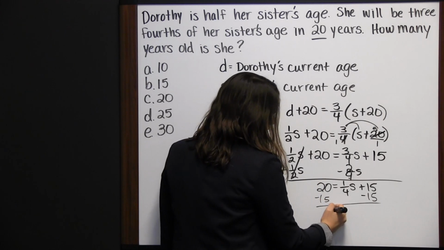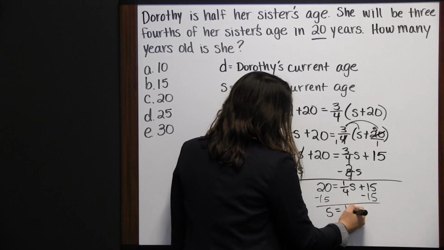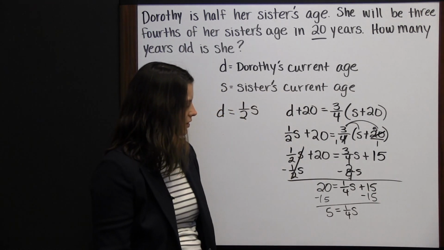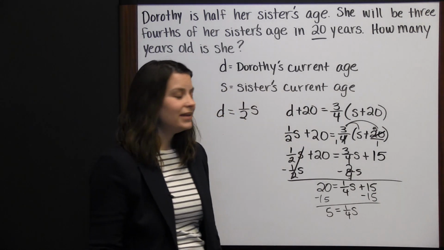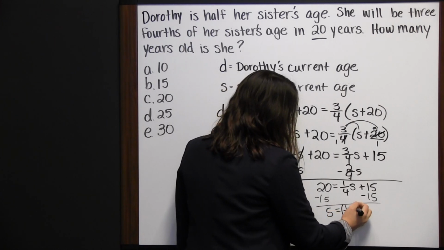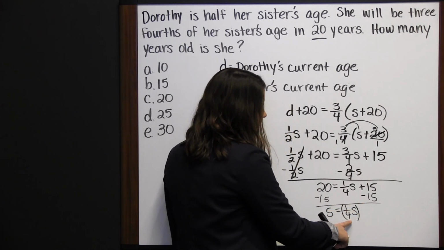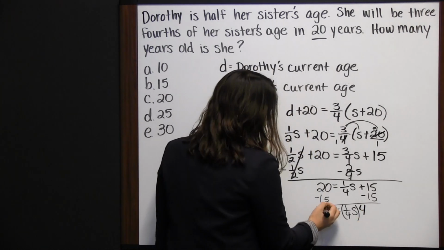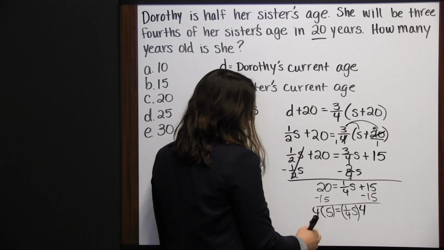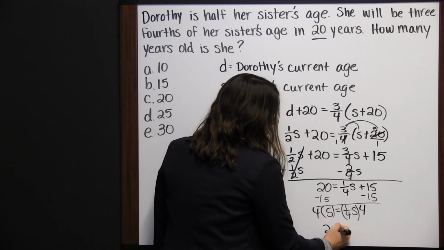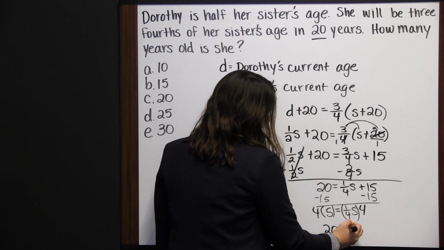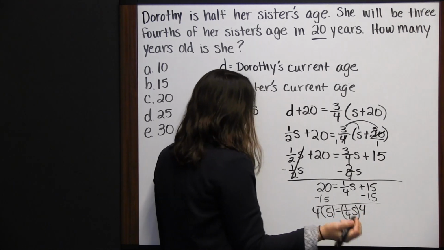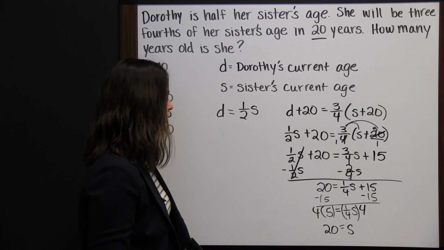20 minus 15 is 5, and 5 is 1/4 of the sister's age. So finally, I need to multiply both sides by the multiplicative inverse of 1/4, which is 4/1, or just 4. So multiply both sides by 4. 4 times 5 is 20, and 20 is her sister's age. 1/4 of 4 is 1. So we're left with S, the sister's age.